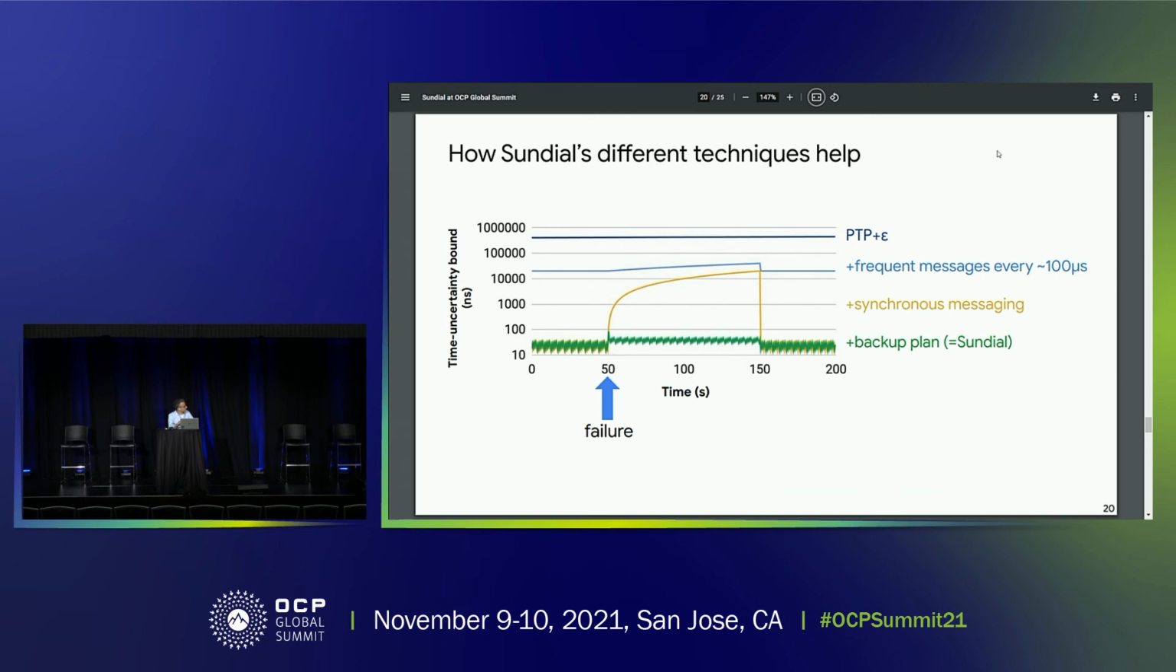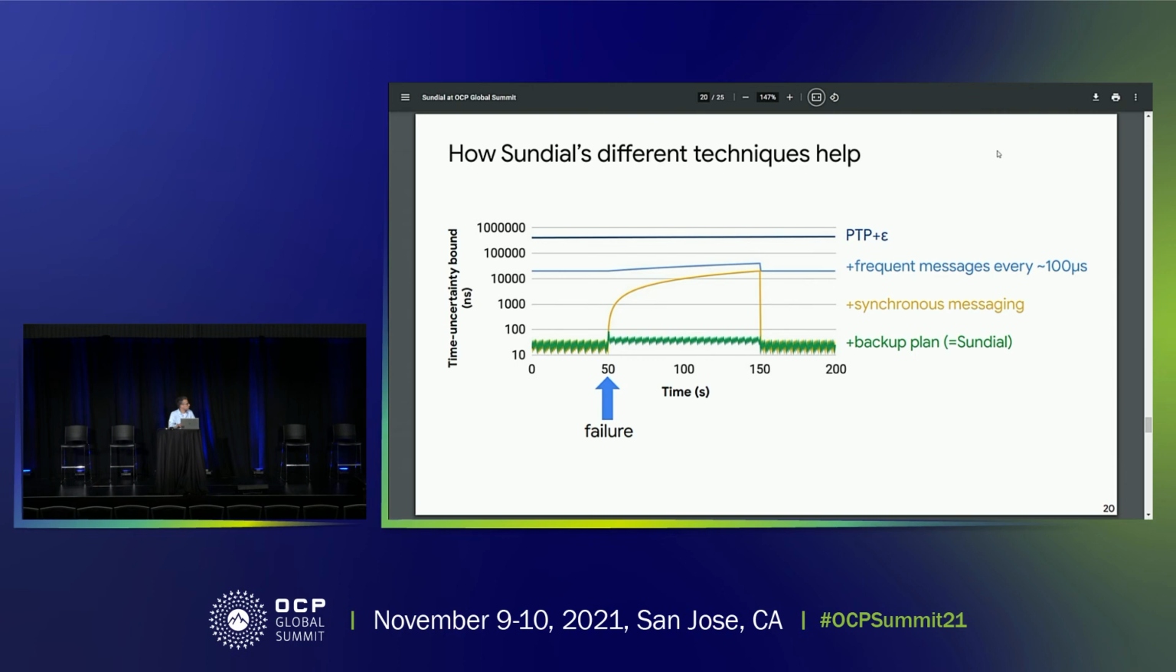So let's understand how the different techniques of Sundial improve the PTP progressively. Starting from the baseline PTP, which has a relatively high time uncertainty bound because its default synchronization interval is long. Then after we run the synchronization message very frequently, we can immediately reduce the bound by more than 1 order of magnitude. But we cannot reduce it further because the nodes cannot detect remote failures, which can break the synchronization from the grandmaster. So that's why they have to always report a high bound to prepare for the worst case.